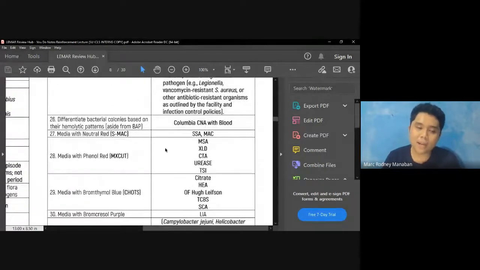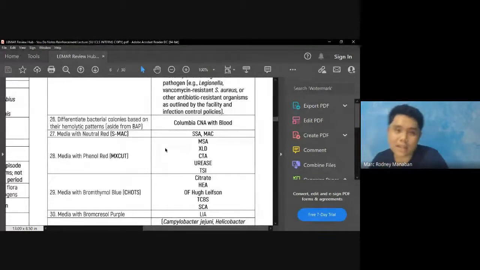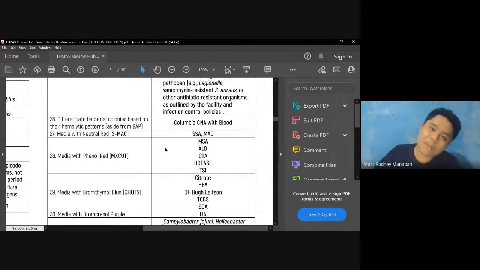26, you have another culture media that can be used to differentiate hemolytic patterns aside from blood agar plate, and that is your Columbia CNA with blood. Alright? Colistin nalidixic acid agar, if I'm not mistaken. So it can differentiate hemolytic patterns. Now, we go to the different culture media and their pH indicator.